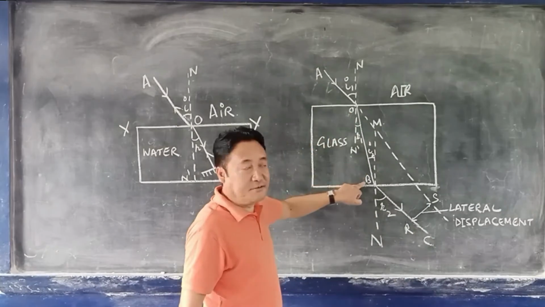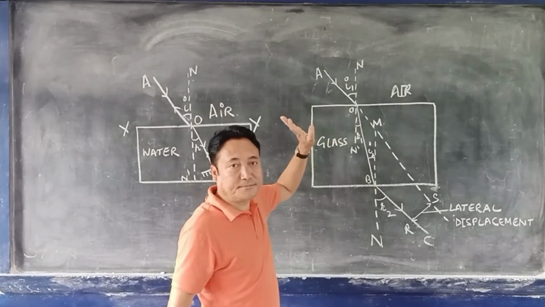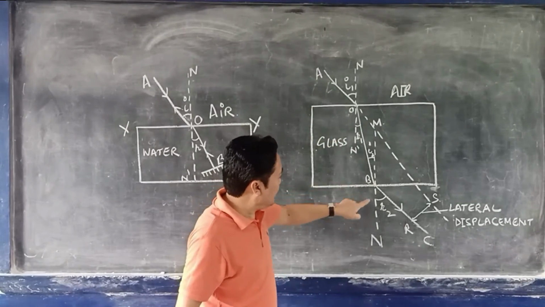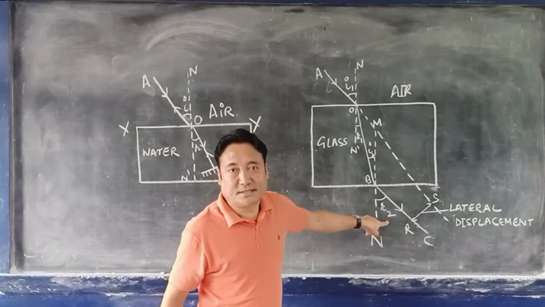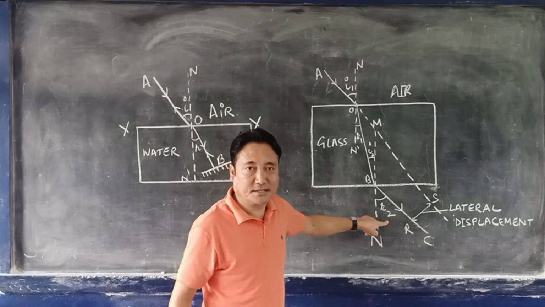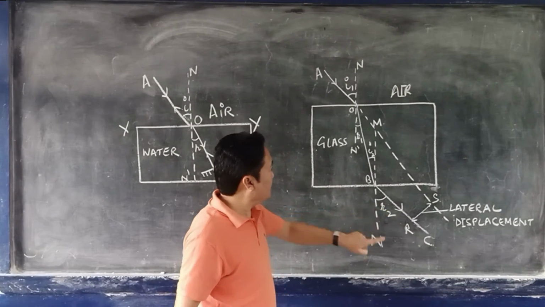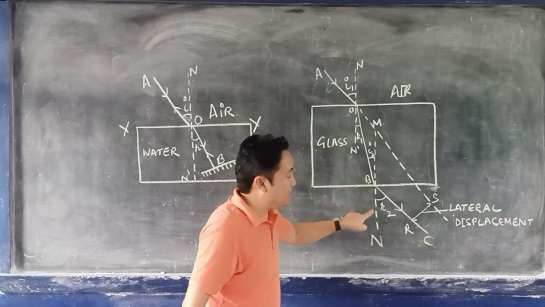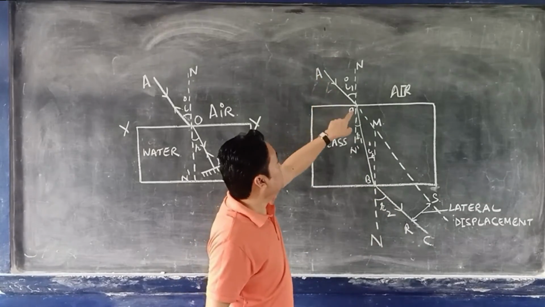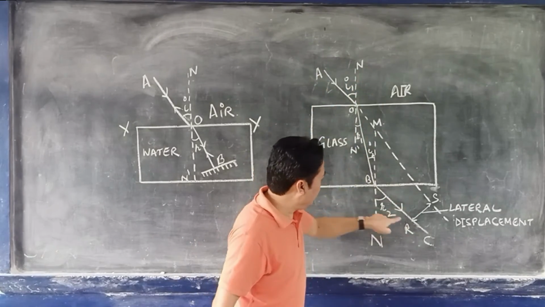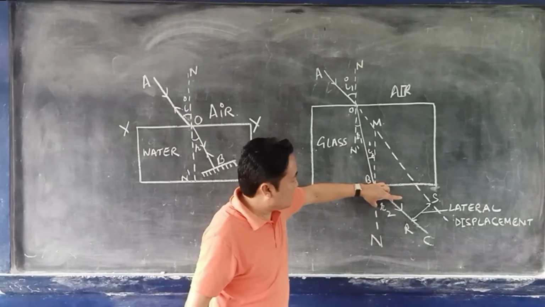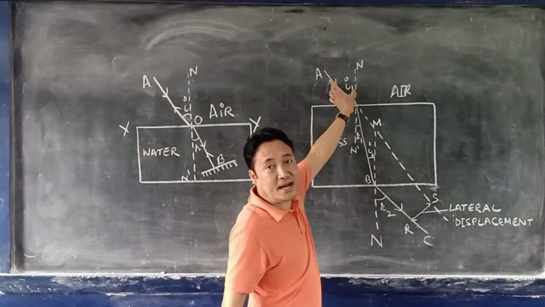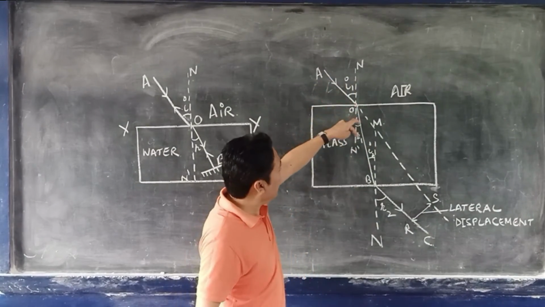OB is the refracted ray. OE is the incident ray. Okay. Then again CBN is the angle of emergence. This is the angle of emergence. Okay. And therefore what will happen is that now the angle of emergence is equal to the angle of incidence. That means angle I1 is equal to R2. This angle of emergence will be the same as the angle of incidence, but here the angle will be different.